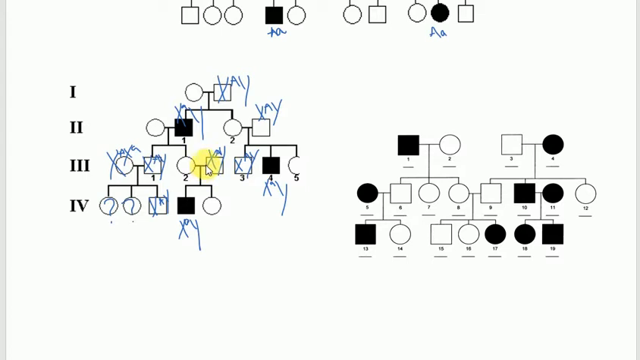Let's look here. We know that mom, again here, would have to be X big A, little a. But again, no idea on the female. Here, same thing. Mom's got to have a little a in order for that son to get that little a. But we're not going to know about that female. And here, we can determine mom's big A, little a.